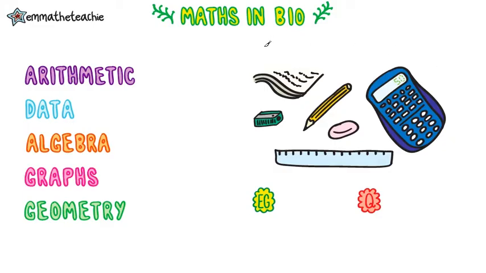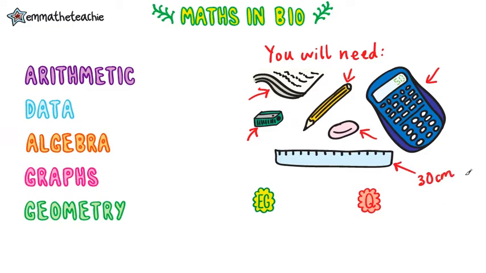So first of all, you are going to need some of these pieces of equipment. If you don't have any, just pause the video and go and grab it. So you need a scientific calculator, a nice sharp pencil, or a sharpener if you don't have a sharp pencil, some scrap paper, a rubber, and a transparent ruler, preferably one that's around 30 centimeters long.